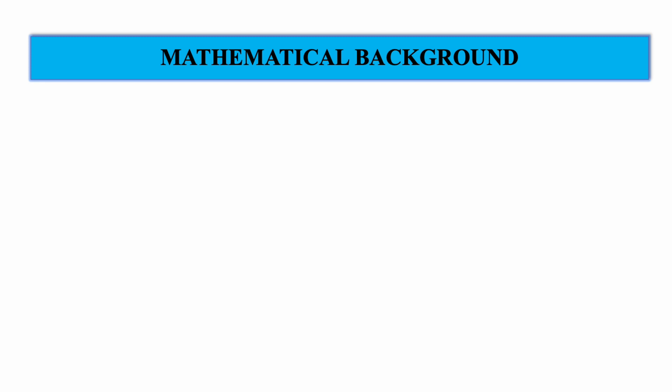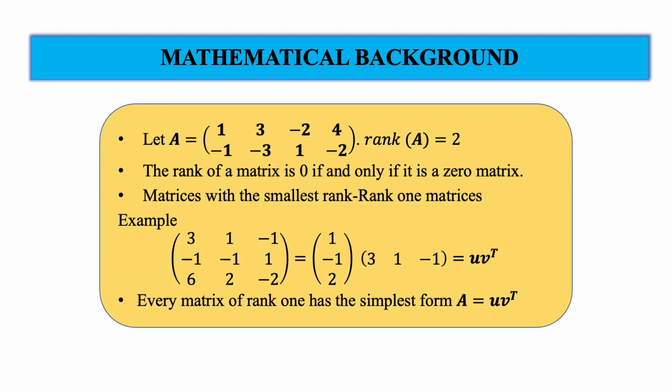If you consider matrix A, which is a 2 into 4 matrix, you will see that the matrix has rank 2. For example, the second column is 3 times the first column and the fourth column is minus 2 times the third column. So the first and third columns are independent, and you will see that the rank of the matrix is 2. Only the 0 matrix, which contains all 0s, has a rank of 0.